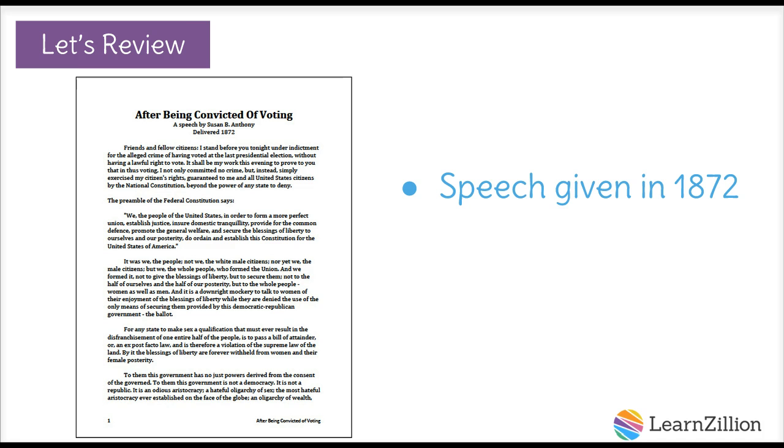This speech was given in 1872 by Susan B. Anthony, a pioneer for women's rights and suffragist. Remember, she gave this stump speech in all 29 postal districts in Monroe County, New York, during the 1872 presidential election.